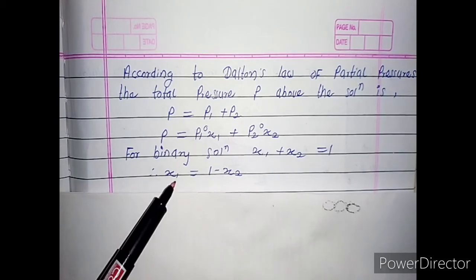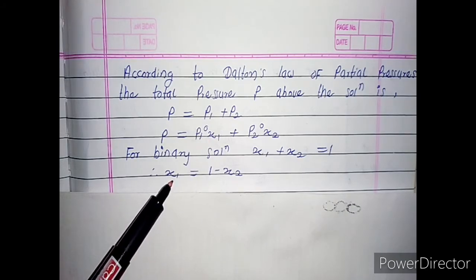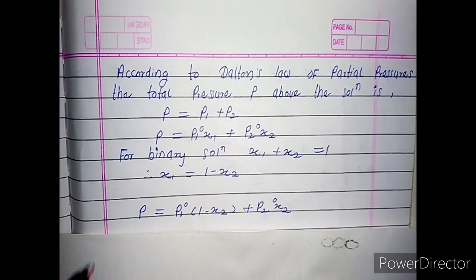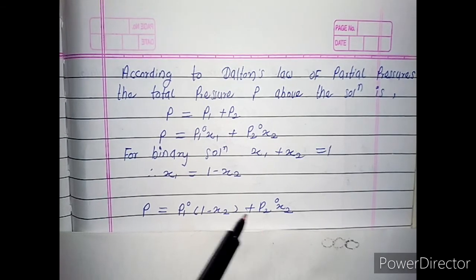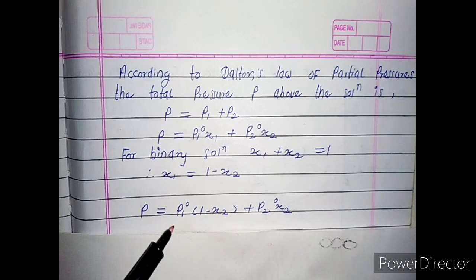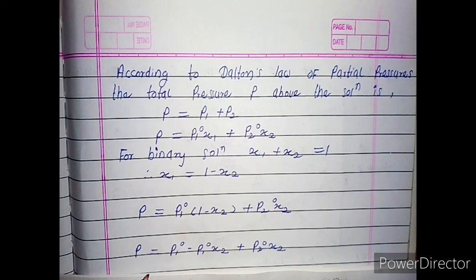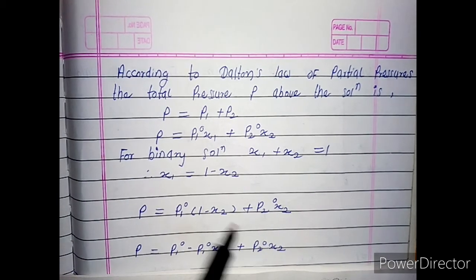Now put the value of X1 in our equation. We are going to put the value of X1 here. So the equation becomes: P is equal to p1° into bracket 1 minus X2 plus p2° into X2. Now try to solve this bracket. After solving this we get P is equal to p1° minus p1° X2, multiplying p1° by 1 and X2 as we solved the bracket, plus p2° X2 as it is.